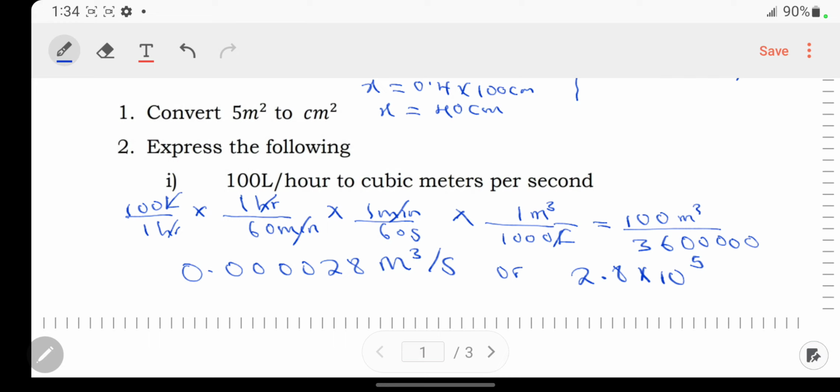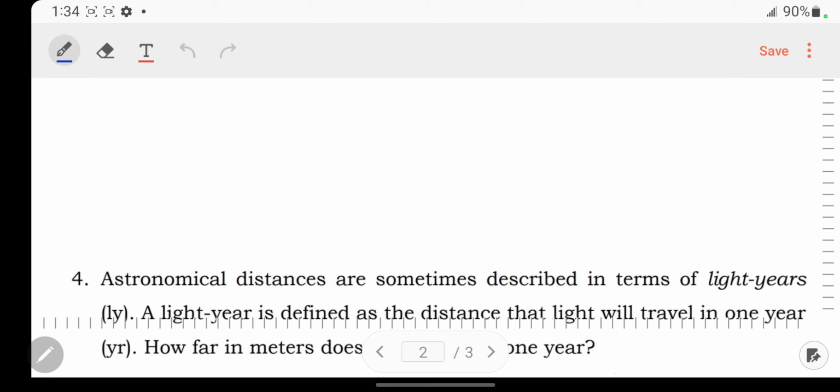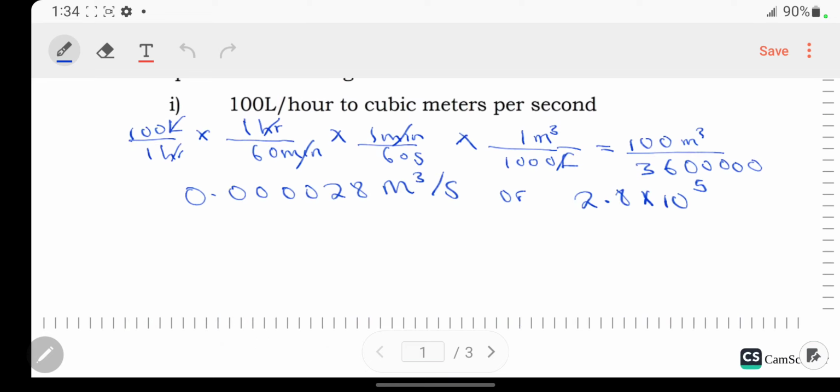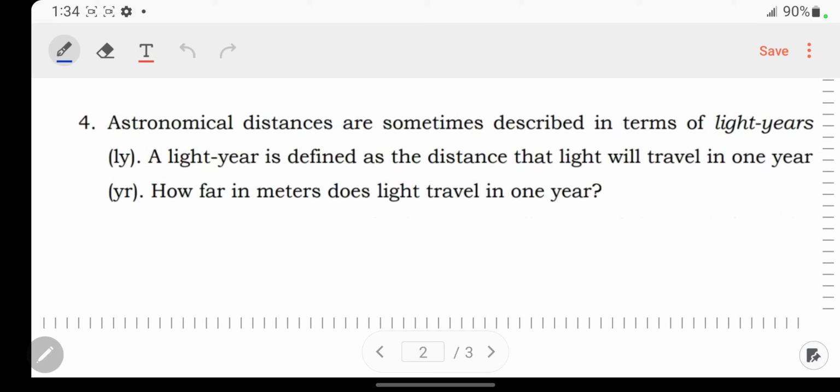Let's just look at one last problem. We have question 4, which says that astronomical distances are sometimes described in terms of light years. A light year is defined as the distance that light will travel in 1 year. How far in meters does light travel in 1 year? So now we are trying to figure out how much distance light will travel in 1 year. How do we handle such a problem?